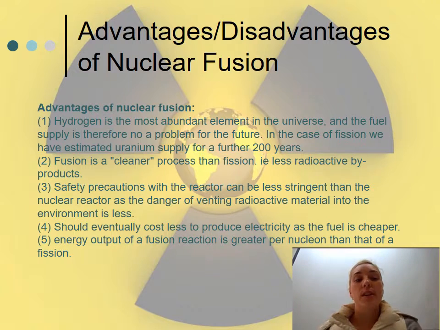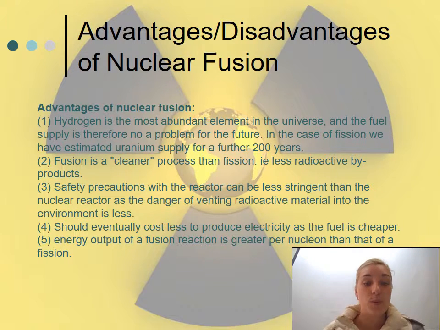All right, so there's a few really good advantages of nuclear fusion. Number one, hydrogen is actually the most abundant element in the universe, and the fuel supply is therefore no problem in the future. In the case of fission, we actually have an estimated uranium supply for about 200 more years. Fusion is also a cleaner process than fission, so there's less radioactive byproducts. There's none of those nasties that actually require handling like you do in a fission reaction.